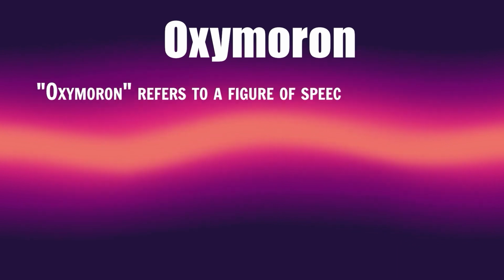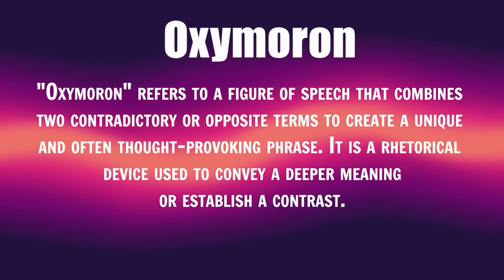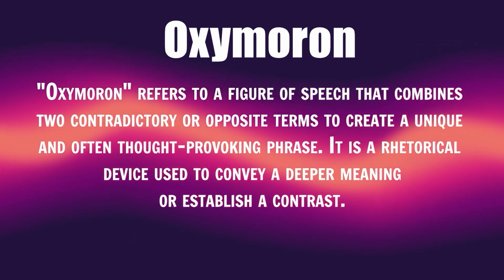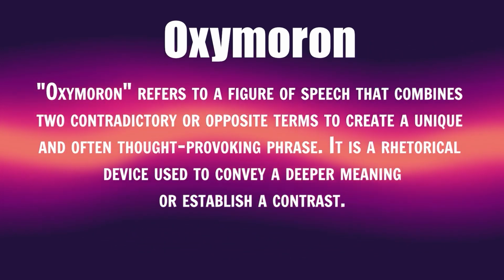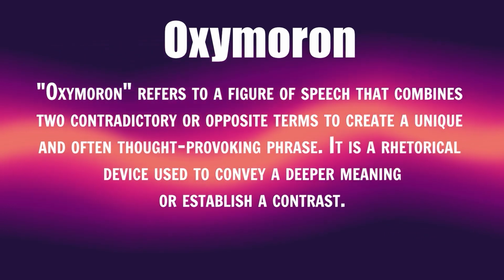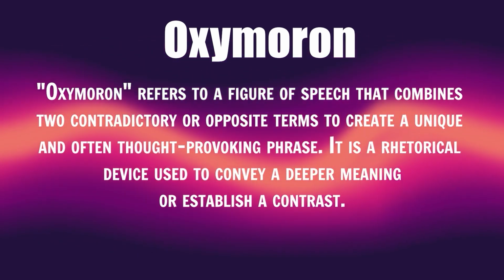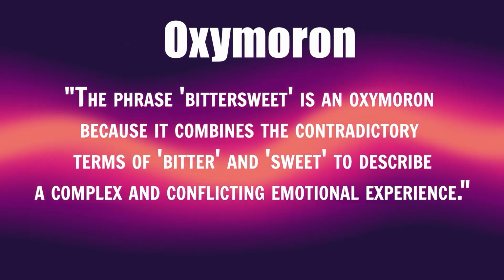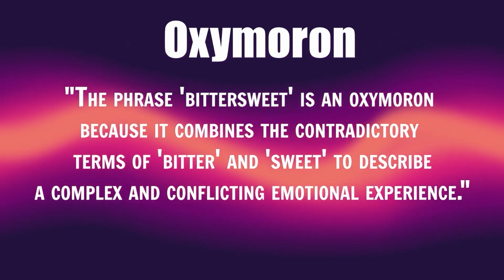Oxymoron. Oxymoron refers to a figure of speech that combines two contradictory or opposite terms to create a unique and often thought-provoking phrase. It is a rhetorical device used to convey a deeper meaning or establish a contrast. Example sentence. The phrase bittersweet is an oxymoron because it combines the contradictory terms of bitter and sweet to describe a complex and conflicting emotional experience.